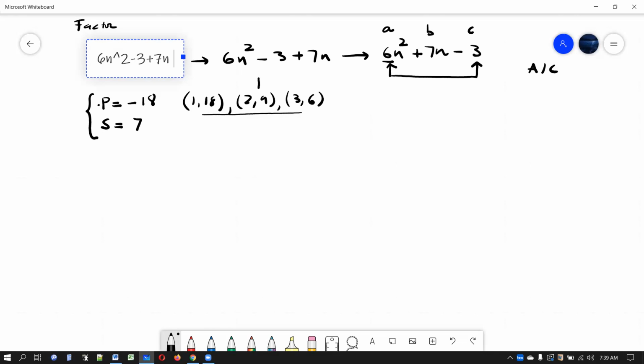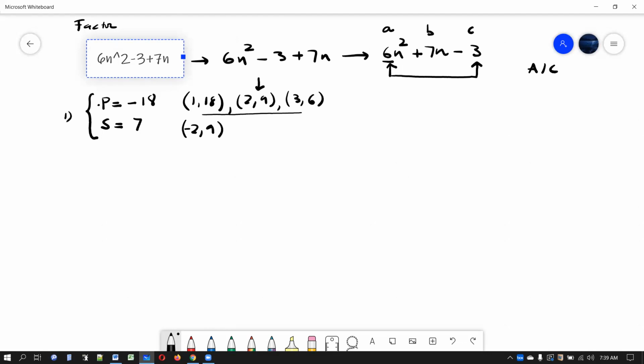And the only possibility I can see immediately is the 2 and the 9. Okay, again, if I add them as they are, I will get 11. I don't get a sum of 7. So one of these two values has to be negative. And obviously the 2 has to be negative, because now negative 2 plus 9 is positive 7. Negative 2 times 9 is negative 18. I have my correct sum.